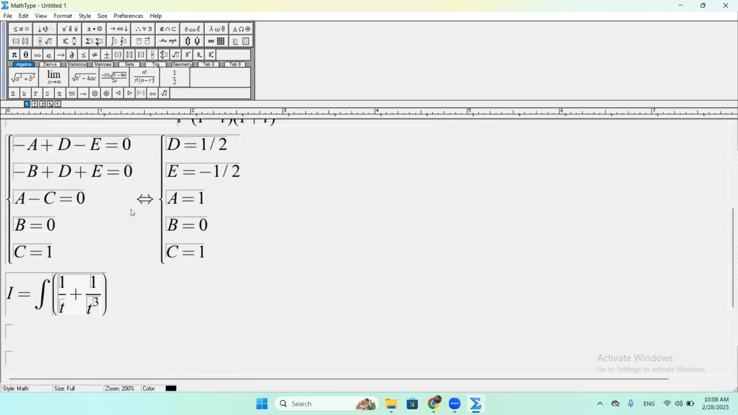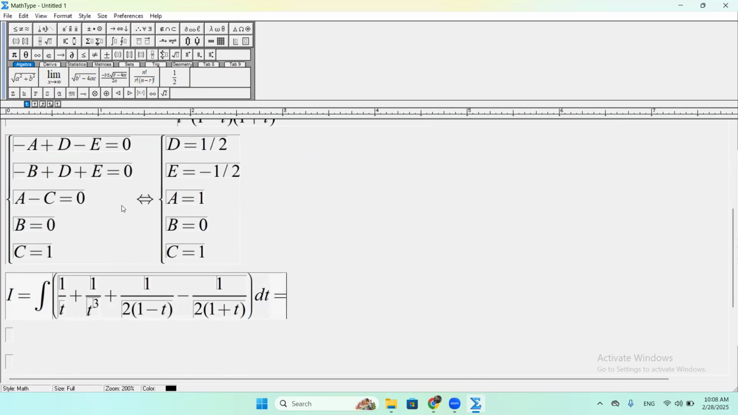So what about d plus 1 over 2 (1 minus t), and minus 1 over 2 (1 plus t) dt. So let's calculate these integrals.